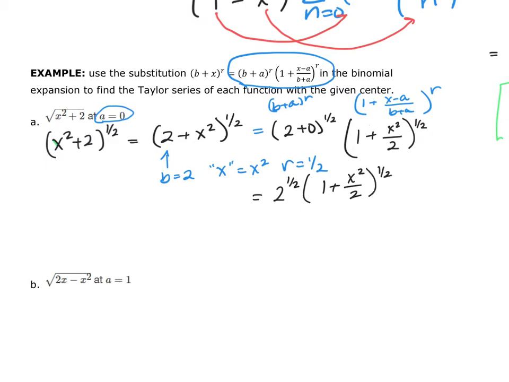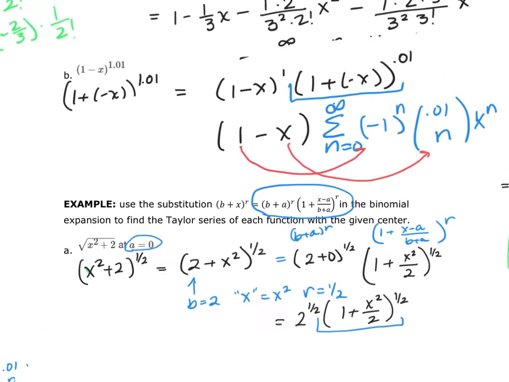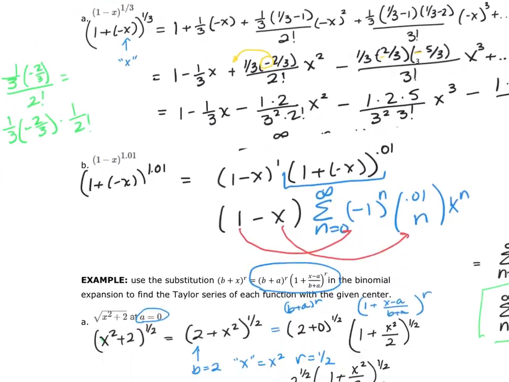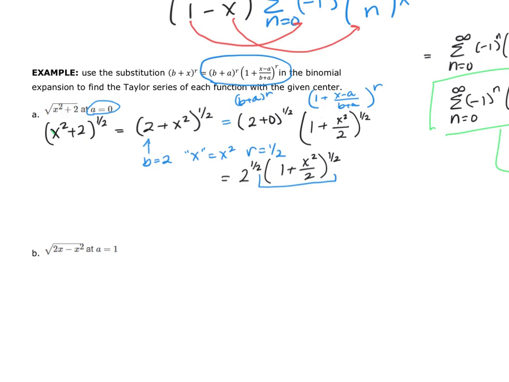Now what I'm going to do is use this piece, and I'm going to put that into our Maclaurin series definition like we have up here. See, like that. So that is going to be equal to the summation of n equals 0 to infinity of 1/2, because that's my r, choose n, of, and then my x, this is x squared divided by 2, raised to the n. Now don't forget, I still have this 2 raised to the 1/2 out front.